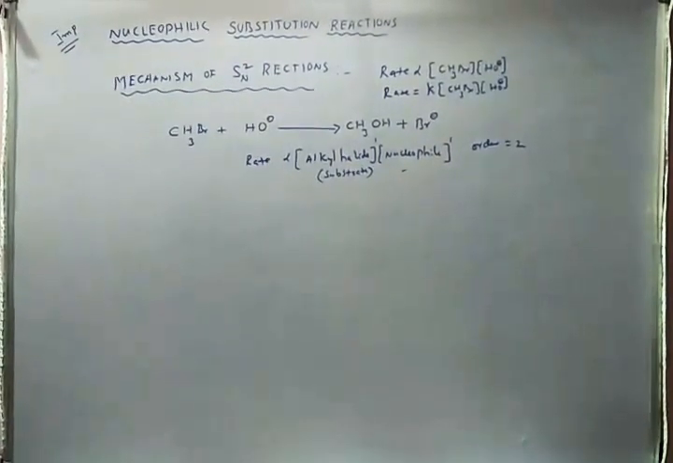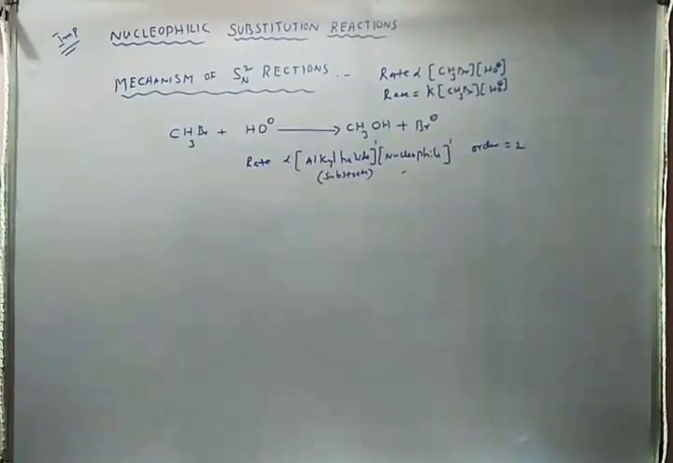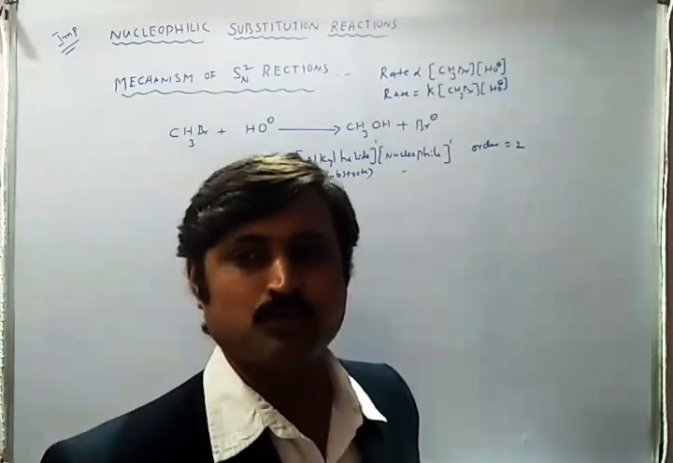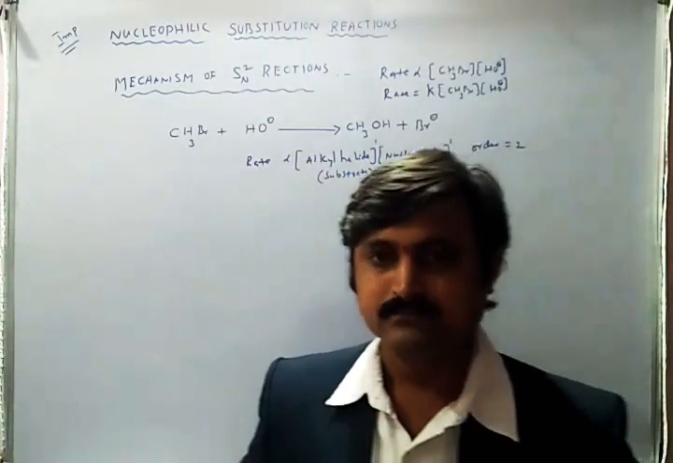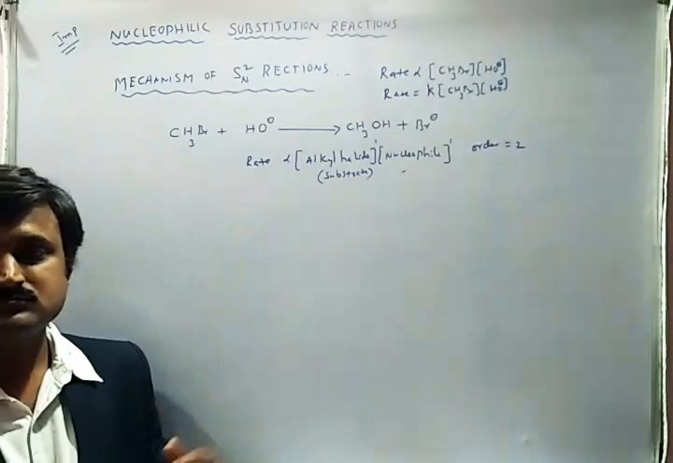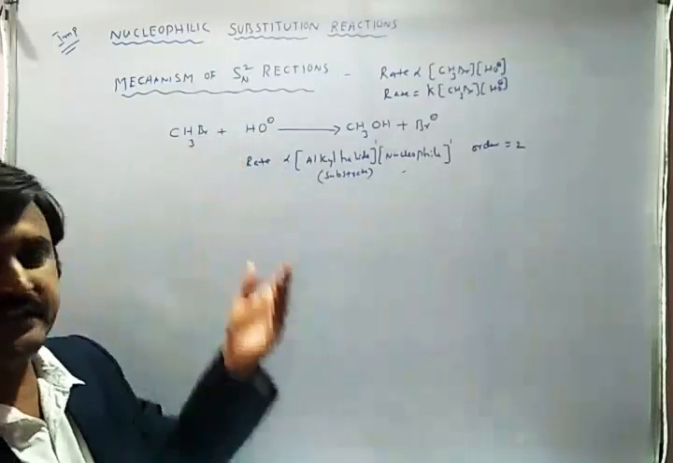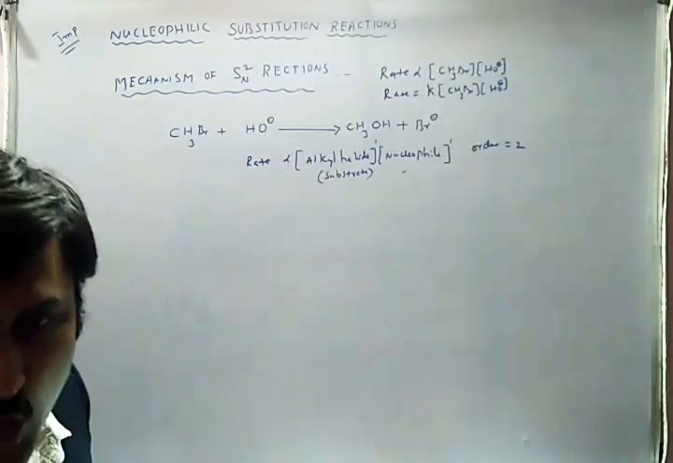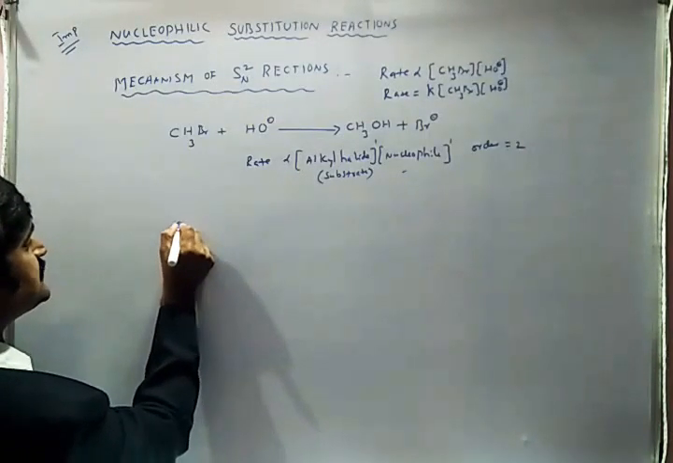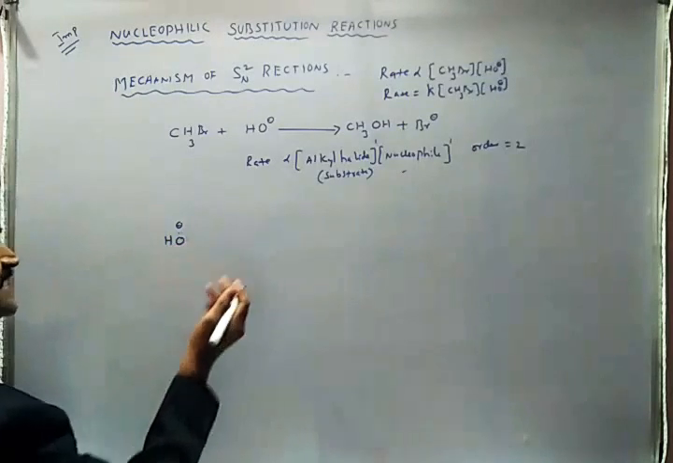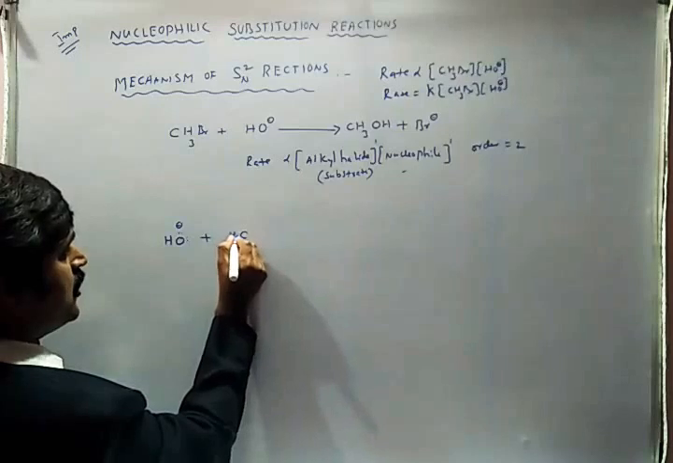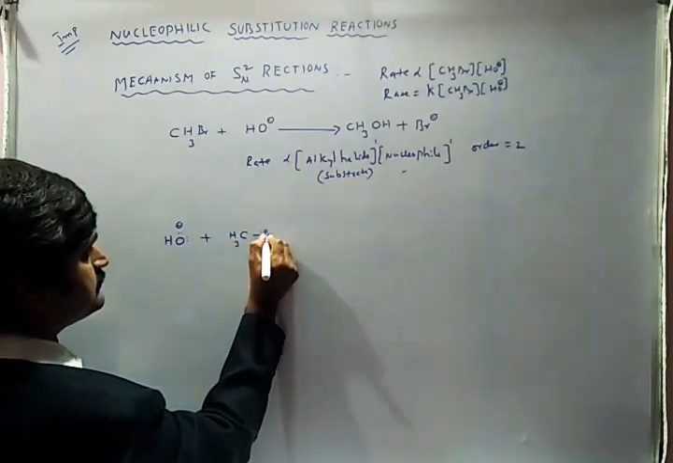Let us move on to the important aspects of this discussion. The mechanism proposed by Hughes and Ingold for the SN2 reaction has one step only, because the nucleophile attacks the carbon bearing the leaving group. So this halogen is working like a leaving group. Let us see how this mechanism works. If you take OH like this, oxygen has two pairs of electrons and is a nucleophile, which combines with the carbon in this way.